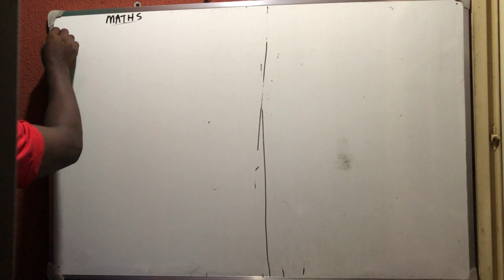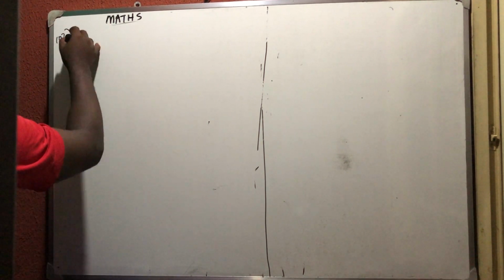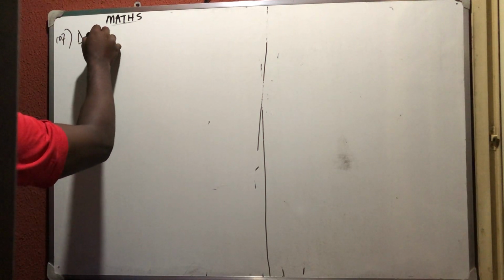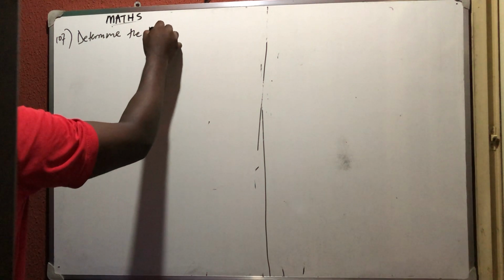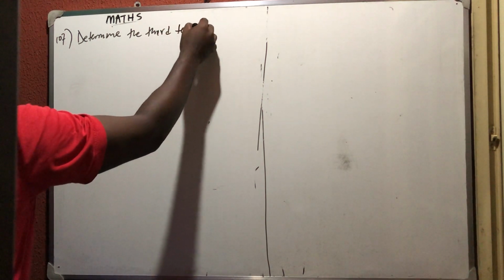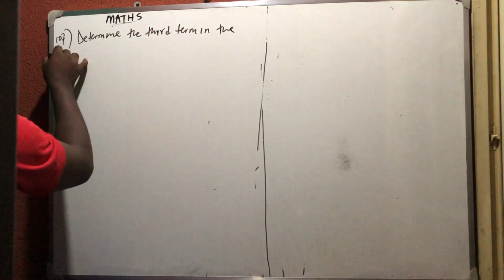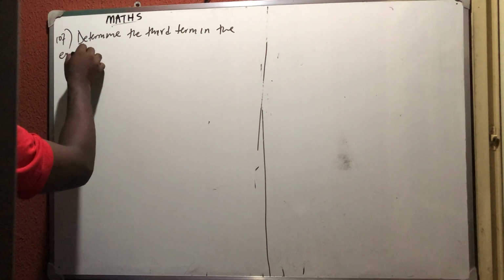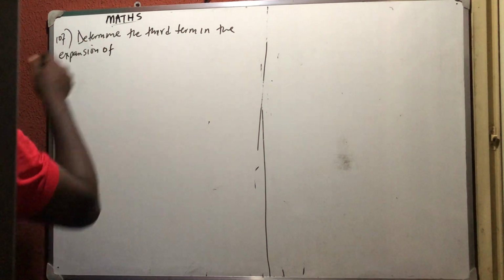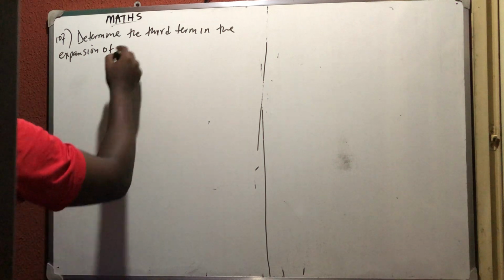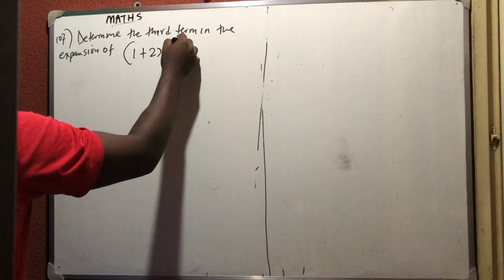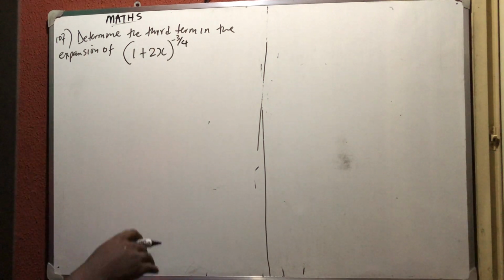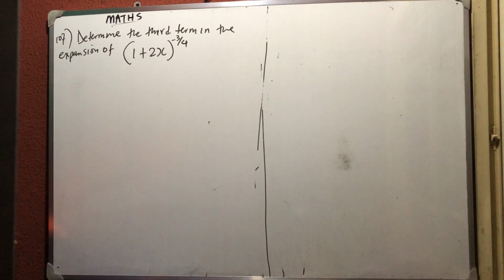107 says determine the third term in the expansion of 1 plus 2x all raised to power minus 3 over 4. Okay, we should determine the third term.